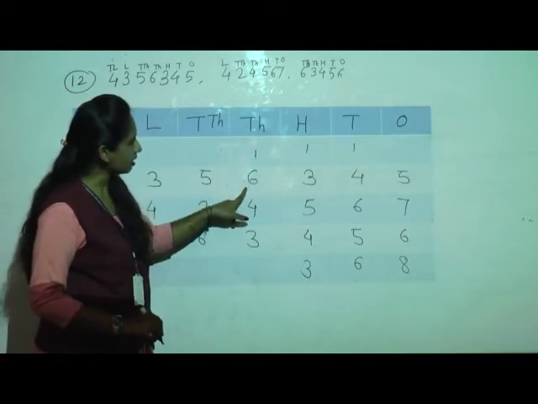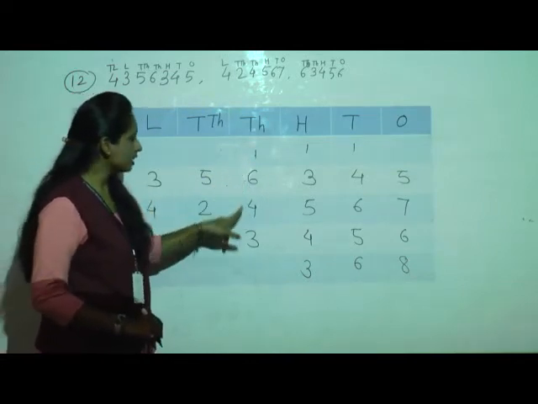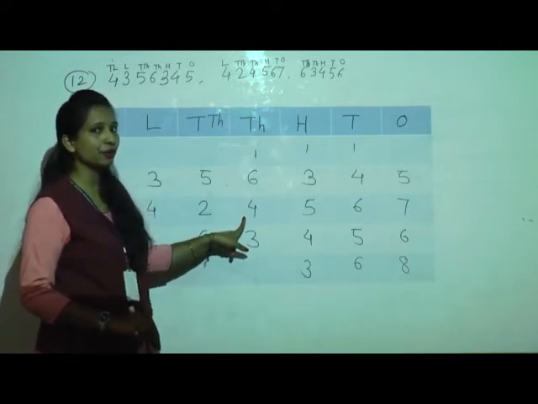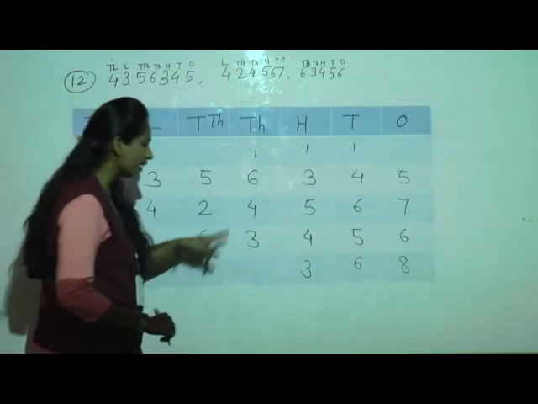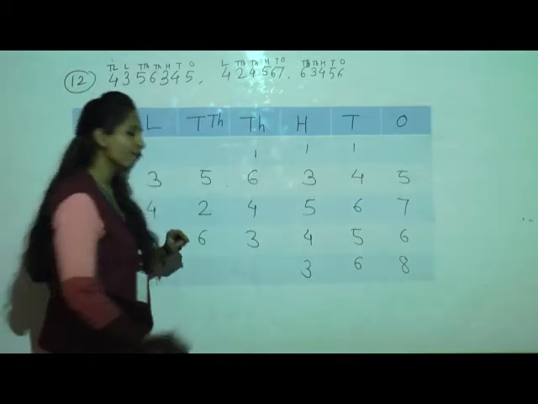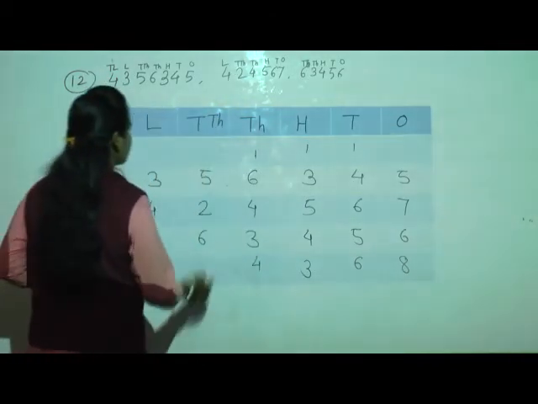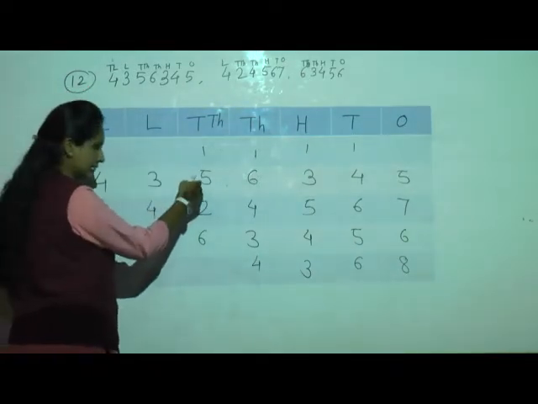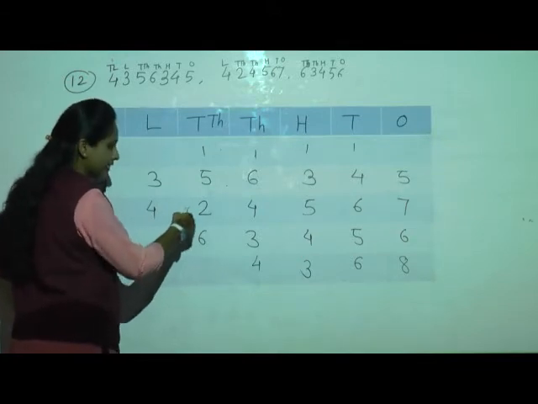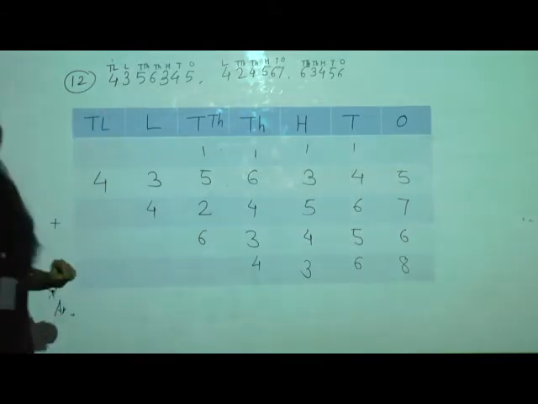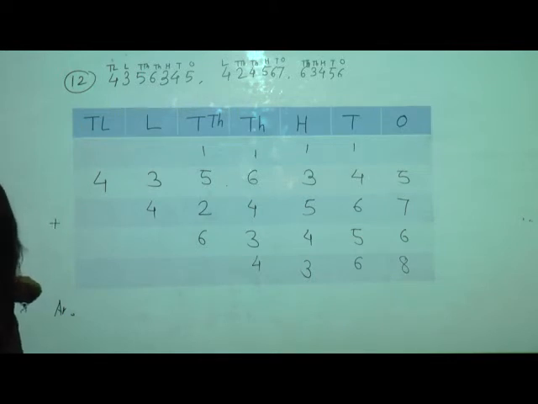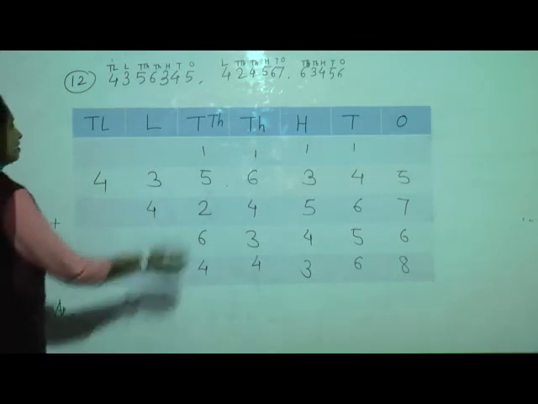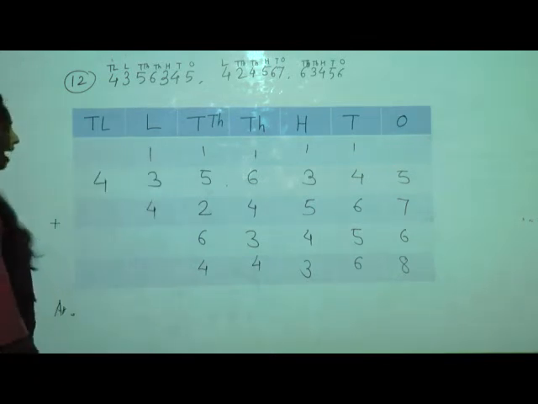Now 1 plus 6, 7. 7 plus 4, yes, 7 plus 4. Tell me students. 11. 11 plus 3, 14. So write 4 on 1000's place. 1 carry to 10,000's place. 1 plus 5 is 6. 6 plus 2 is 8. 8 plus 6, 14. Write 4 on 10,000's place and 1 carry to lakhs place.